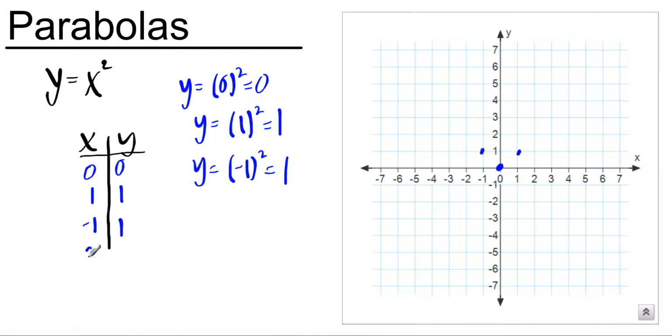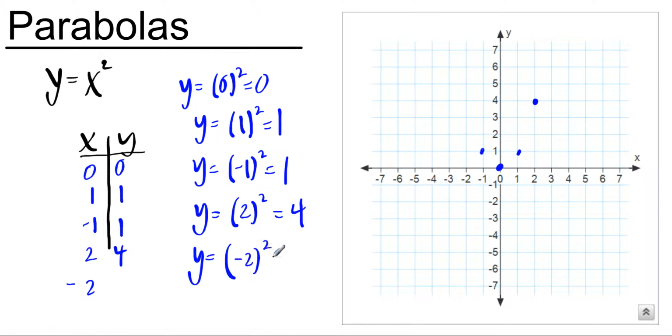I'm going to go ahead and pick 2, so y is equal to 2 squared, which is 4. Go ahead and plot that. And then I'm going to pick negative 2, so y is equal to negative 2 squared, which is also positive 4. All right, so what we have is a parabola. It's kind of a U-shaped function. And it's got some very distinct characteristics.